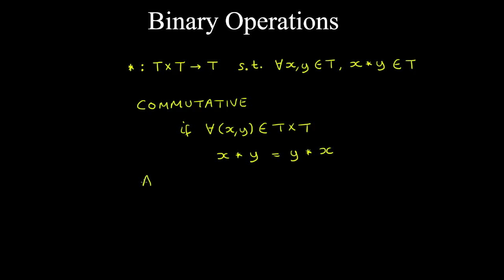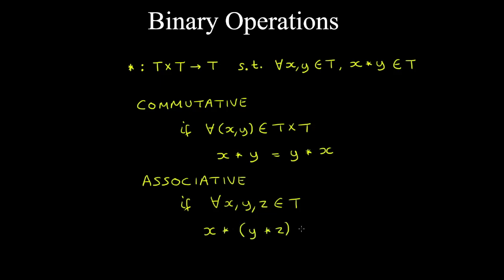And our binary operation is also associative if for all elements x, y, and z in our set T, we have x star (y star z) being the same as (x star y), and then performing our operation with z.